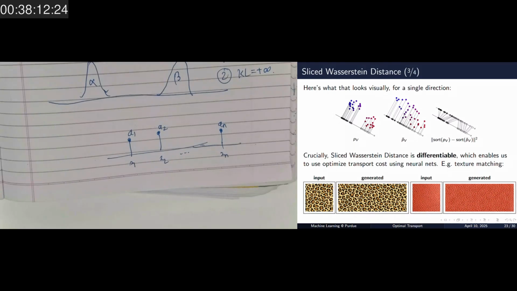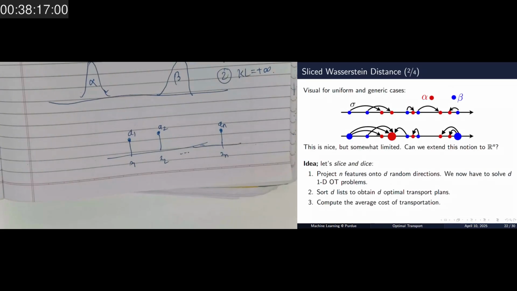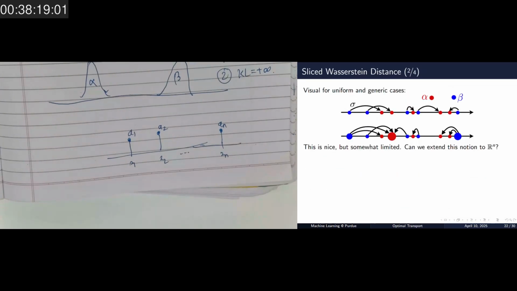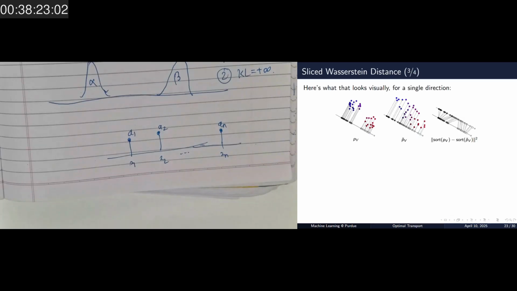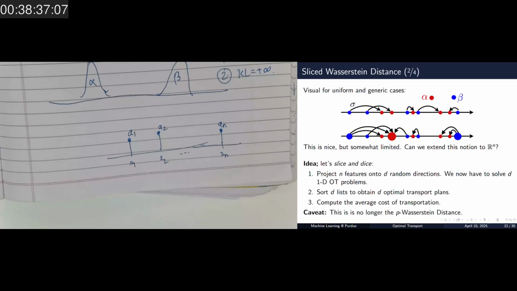Question? So I'm still a little confused about what you're actually sorting here. What is actually PV and P tilde V? So PV is the projection along the vector V, and V is being sampled from the unit circle, right? Does up to here make sense? No, I don't know what you're actually sorting.